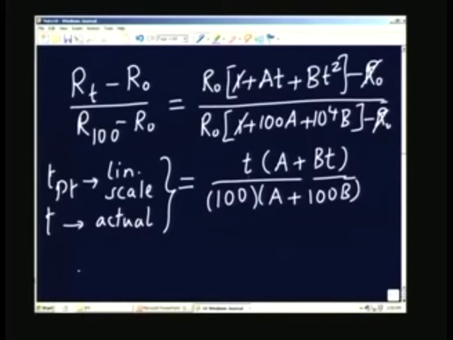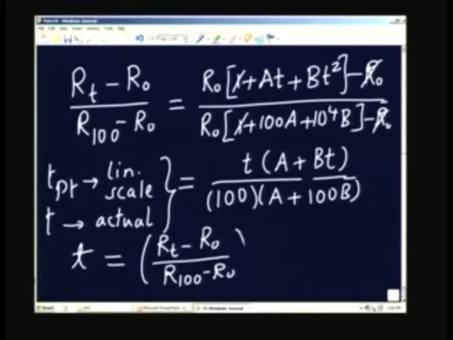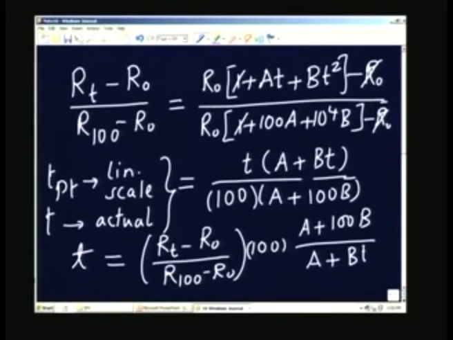I want to write for T. So, T will be this T here, I will cross multiply and so on, this will become R_t minus R naught divided by R100 minus R naught multiplied by 100 into A plus 100 B divided by A plus B t. Okay. This first factor is actually T_PT.